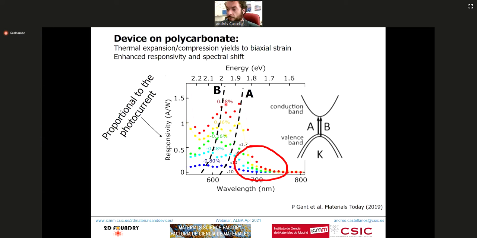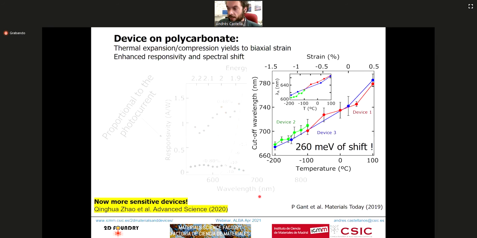But we also see this other feature here. For a photodetector, we are more interested in this tail here, because this tail tells us the maximum wavelength we can detect with our photodetector. So this is the so-called cutoff wavelength. And we can change the cutoff wavelength by a lot, all the way from 670 nanometers to 790 nanometers. So it's a huge change in the cutoff wavelength. We start with a photodetector that is blind to near infrared, and applying tension, we can make it quite sensitive to near infrared. Okay, so this is already quite an outcome.